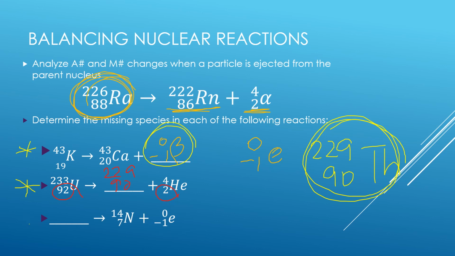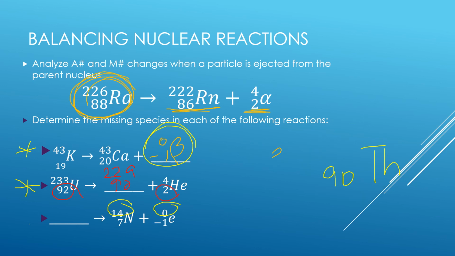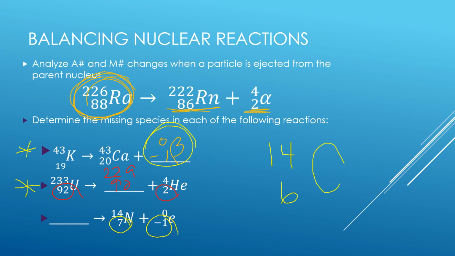This one is actually the easiest out of all. I see that I have a mass of 14 and a mass of 0. So the total mass over here on the right-hand side, and I'm going to write it over here again because that's a really small space, my total mass has to be 14. And the last thing I'm going to look at are my atomic numbers. So I have a 7 and -1, which means my atomic number should be 6 on the left-hand side. Same thing, I'm going to go to the periodic table. I'm going to find element number 6, and I'm going to write down its symbol, which is carbon. So my parent radioactive nucleus was carbon-14.